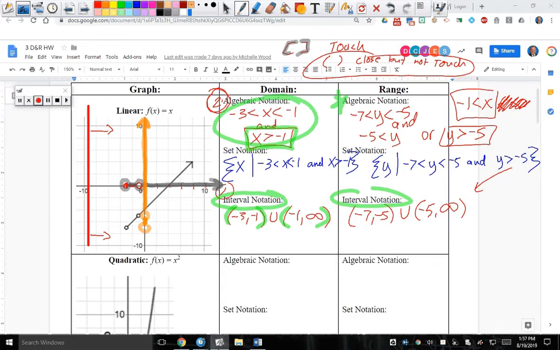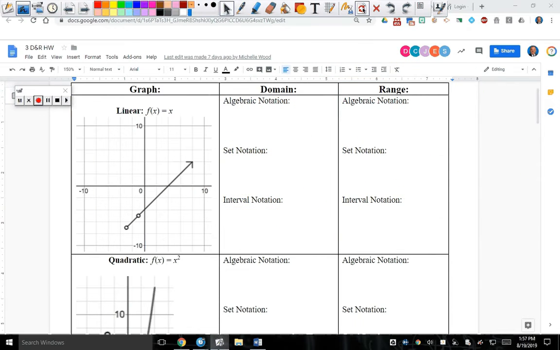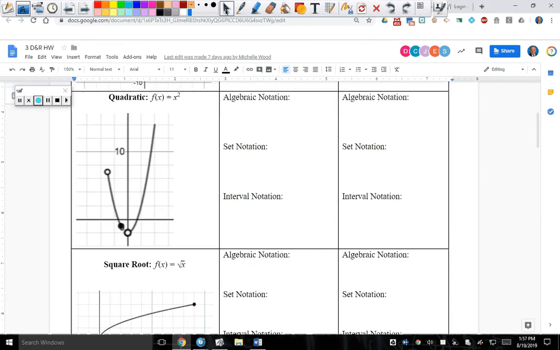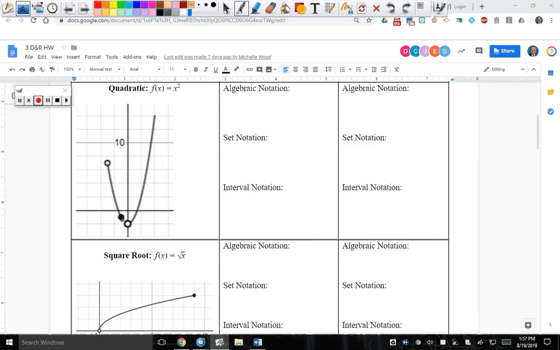Okay, so let's go ahead and go to this quadratic x squared. Clear the screen. And let's look at the domain and range. Alright, so domain. We're scanning left to right with just a vertical line. Anyone, what's the first number that I'm going to write in interval notation? Negative 3. Nice. Negative 3 is where I'm going to start. Right here. Should it be open or closed? Parentheses. It's open. It doesn't touch.